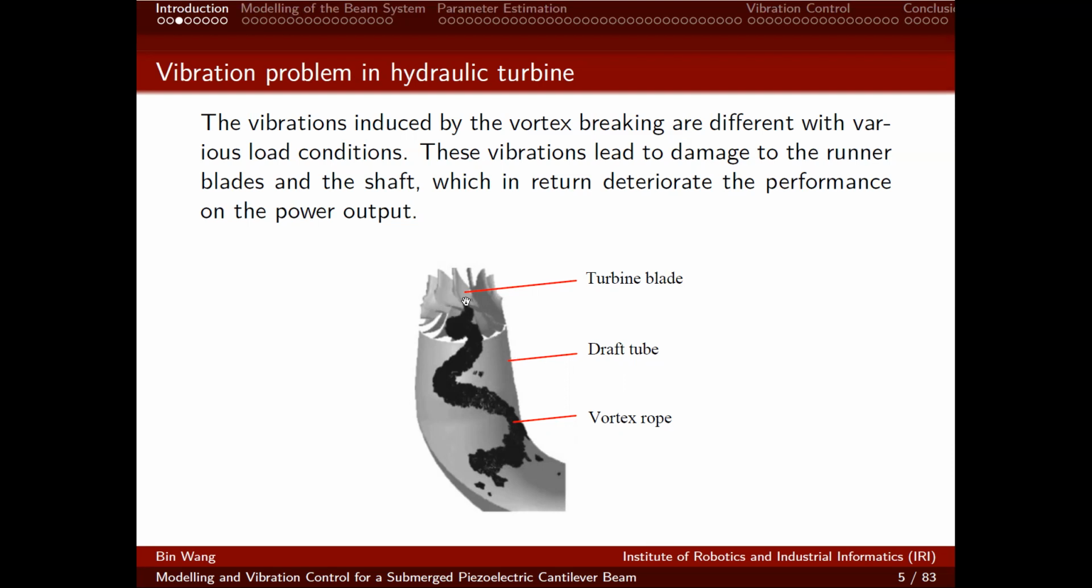At the top are the turbine blades, and in the draft tube, it will induce the vortex rope when the turbine rotates. So the vortex will induce a lot of vibrations that can damage the device. So that's what we don't want to see.